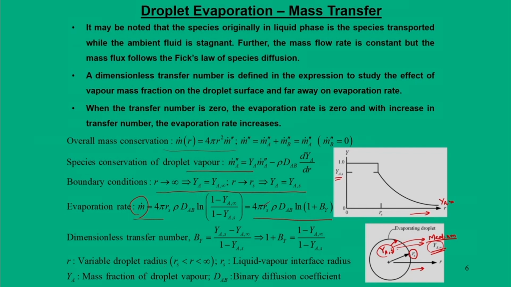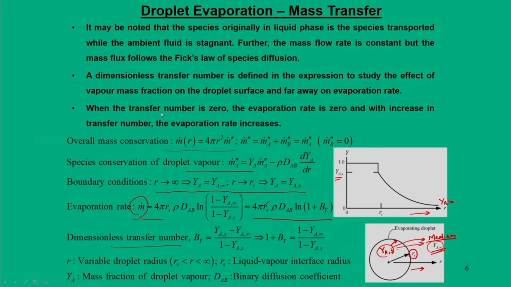So, R_s, as you know, is the variable radius, or the liquid-vapor interface radius, rho is nothing but your density, D_AB is the binary diffusion coefficient, and here we introduce one parameter, B_Y, which in combustion terminology we call the transfer number. Basically, it is the ratio of the concentration difference at the surface and far stream, (Y_As minus Y_A infinity) divided by (1 minus Y_As). So, this is the transfer number, and it is defined with respect to mass transfer, or we can say the mass fraction of the droplet vapor.